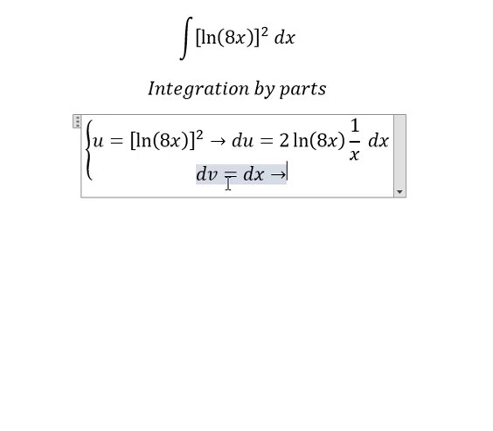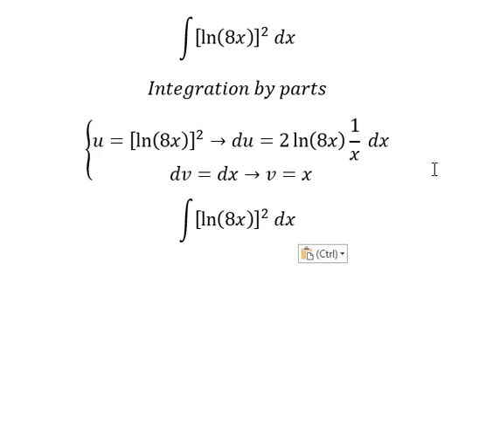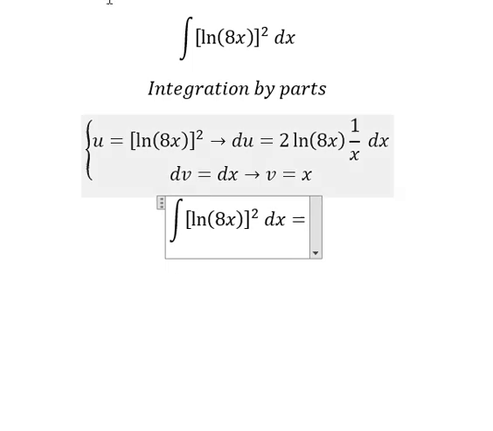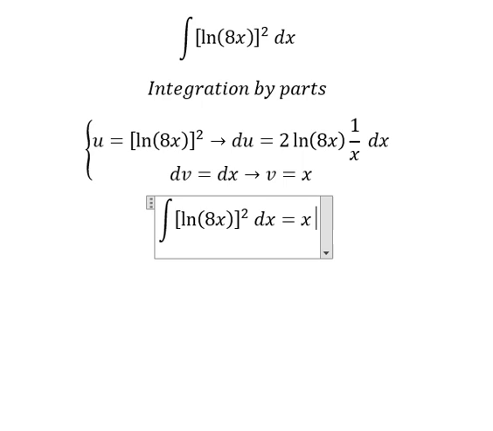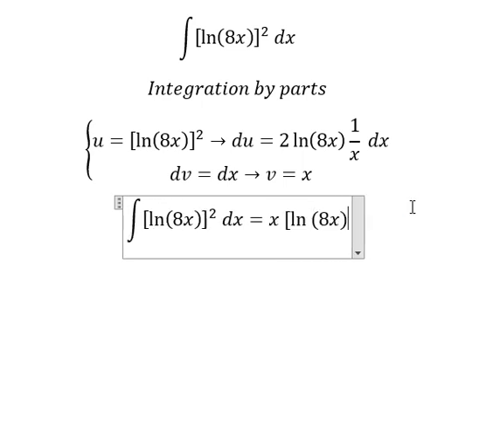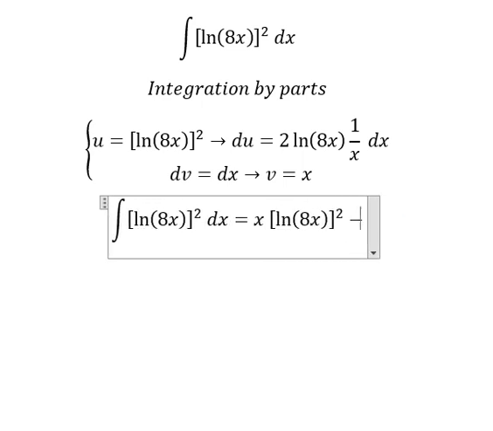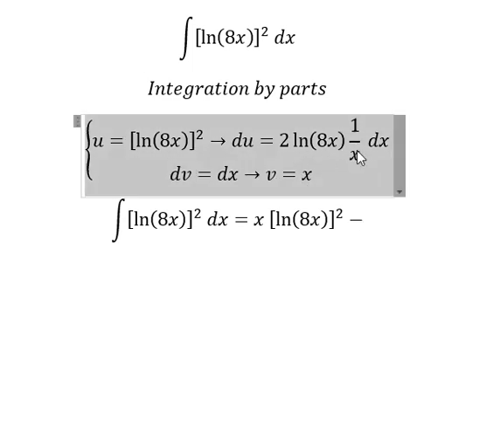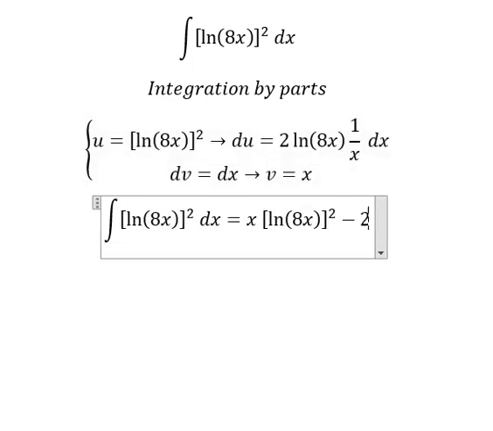The integration of this one, we have v equals to s. So we have u multiplied by v, minus the integral of v du. So s divided by s, we have 1.